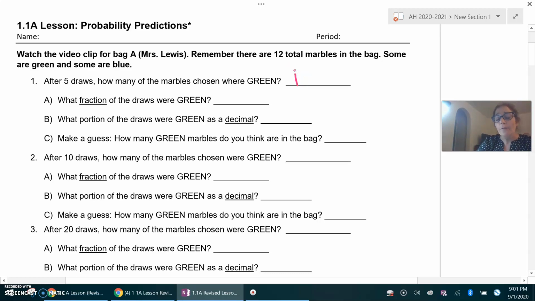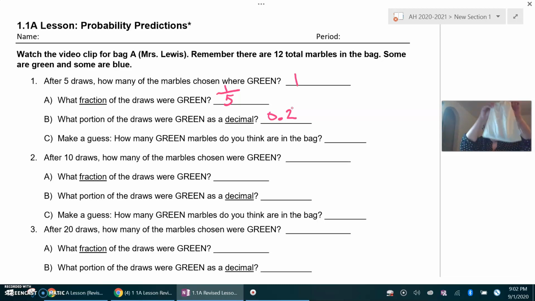When it says what fractions of the draws were green, we need to look at our part to our total. So we had 1 green to 5 total. So what portion of the draws were green as a decimal? 1/5 as a decimal is going to be 0.2. And now you can go ahead and pause the video and try and make a guess as to how many green marbles you think are currently in this bag.